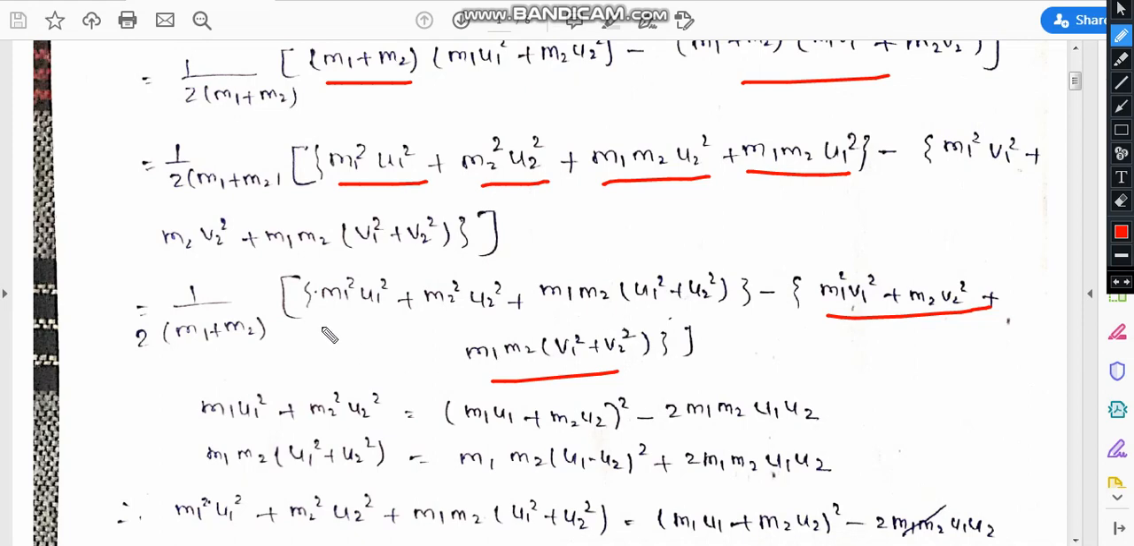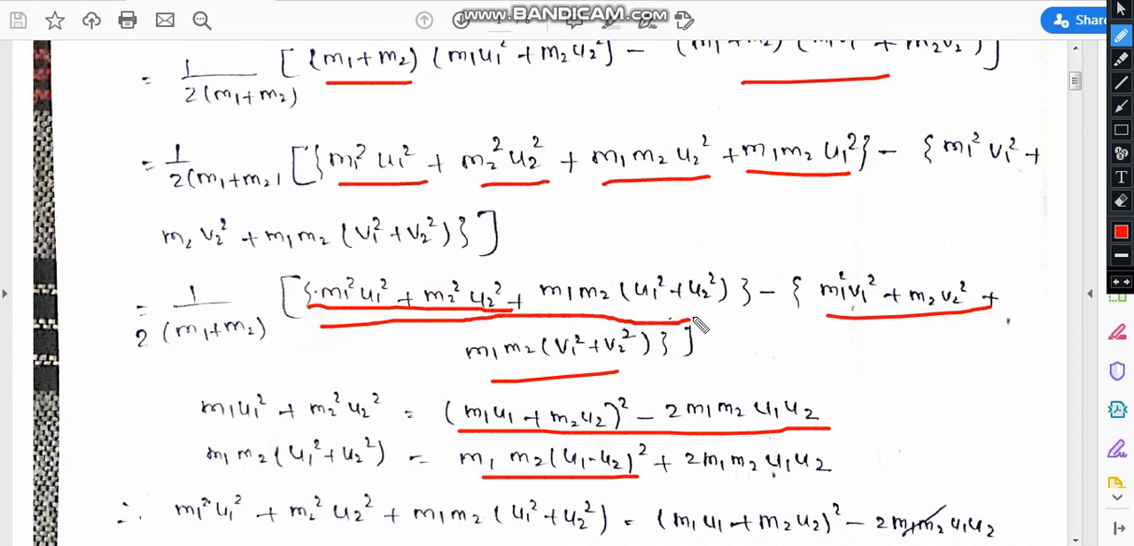As we know, m1 square u1 square plus m2 square u2 square is simply written in this way. Similarly, m1 m2 (u1 square plus u2 square) is written in this way. By adding these two equations to obtain this expression, the final expression becomes m1 u1 square plus m2 u2 square, and this term will be cancelled out, plus m1 m2 (u1 minus u2) whole square.